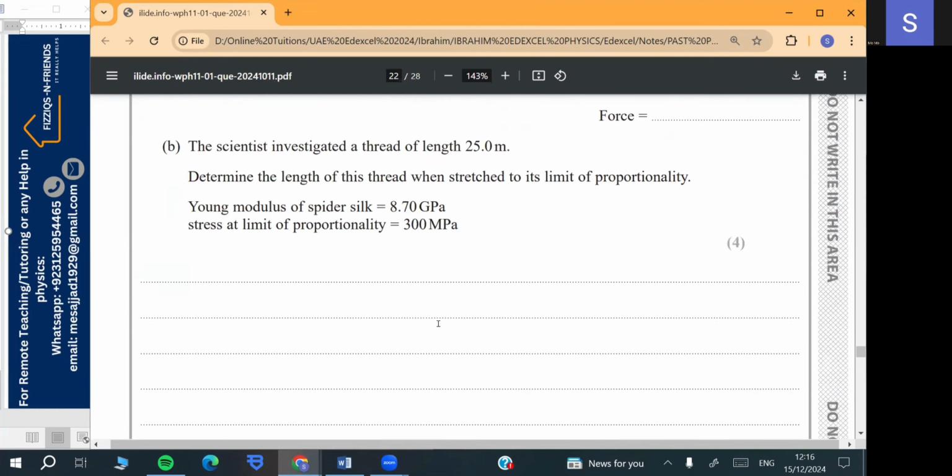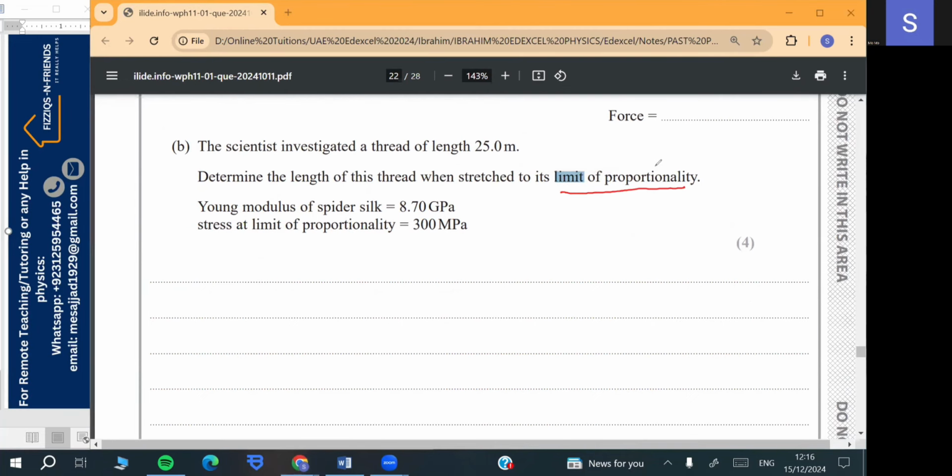The scientist investigated a thread of length 25 meters. Determine the length of this thread when stretched to its limit of proportionality. Young modulus of spider silk is 8.7 gigapascals, and stress at the limit of proportionality is 300 megapascals. So you need to find out the final length, the length of the thread when stretched. They are actually referring to the final length. Initial length is given to you as 25 meters.